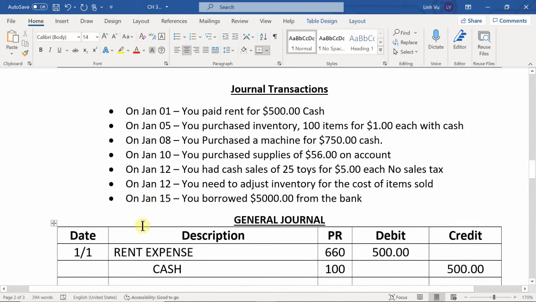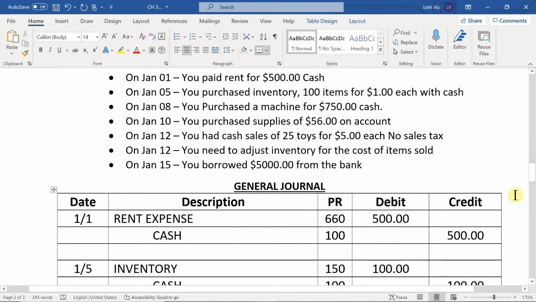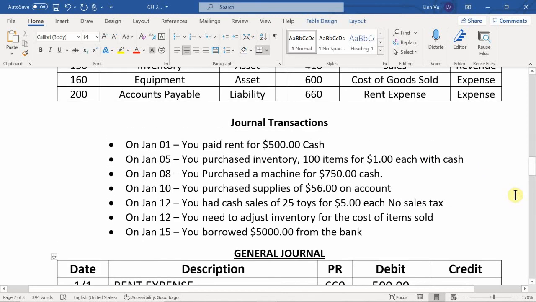That's good. On the very same day, you need to adjust your inventory for the cost of goods sold, for selling those items. So in this case, this is where I need to calculate how much it cost me to sell those 25 toys. Because I sold it to my customers for a selling price, right? But how much did it cost me? How much did I buy it for? How much was it when I originally purchased my inventory?